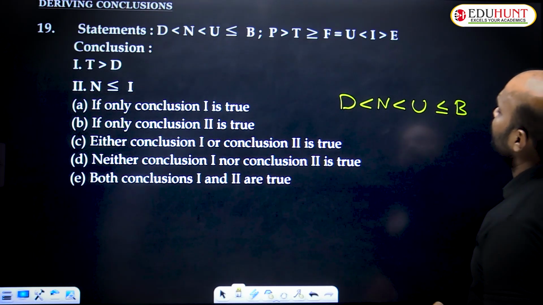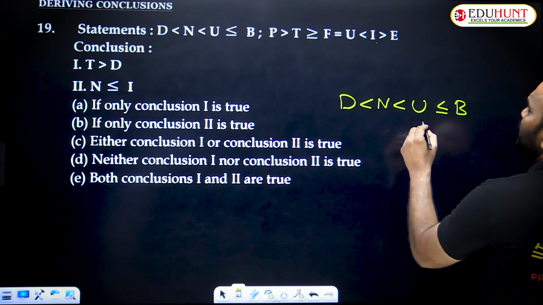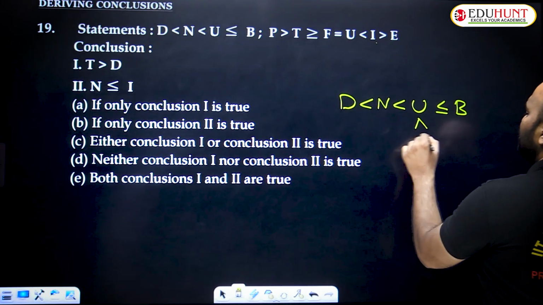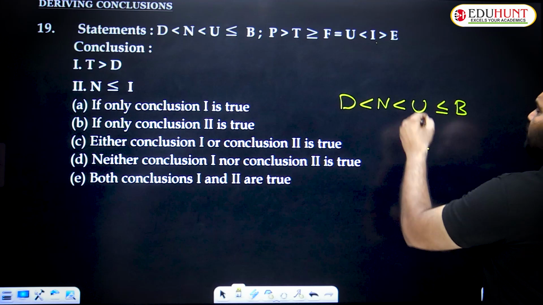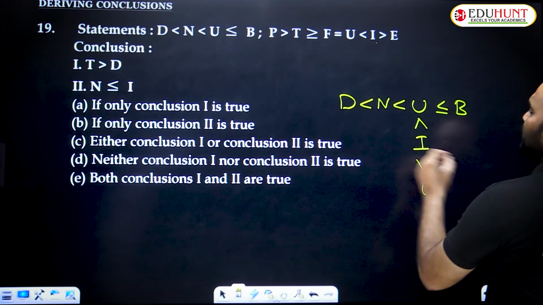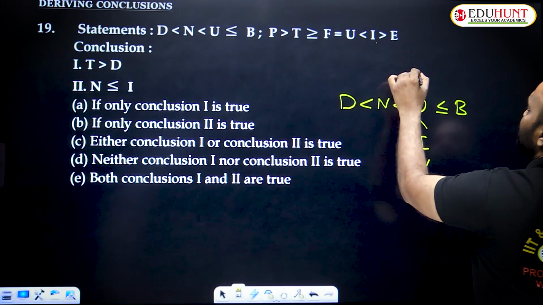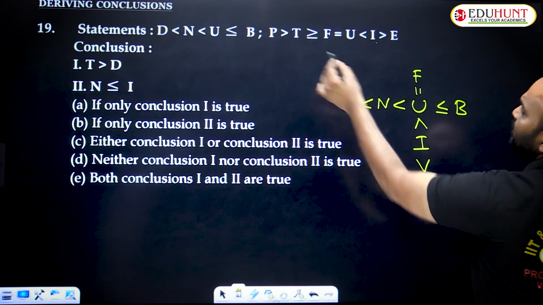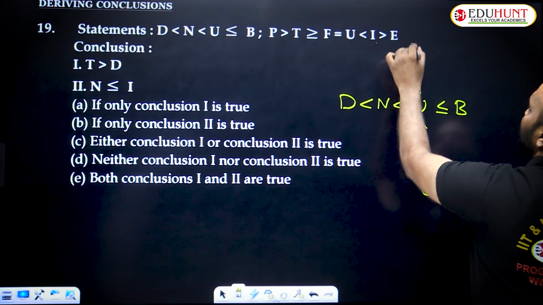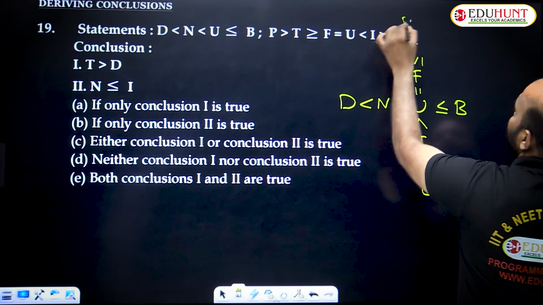So next, merge where it appears: U to I, what I am given, U is less than I. You can write top to bottom, okay? I is greater than E, this is a greater symbol. Next link, what I am given, T, F equals to U. Next one, T is greater than or equal to F. Next one, P is greater than T.